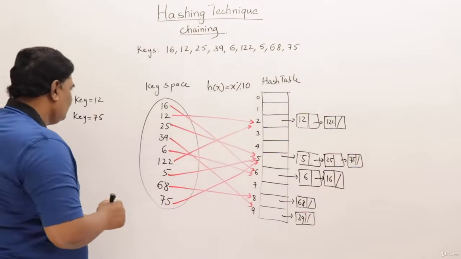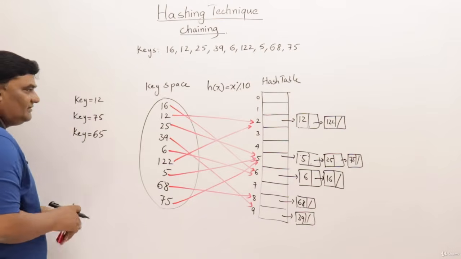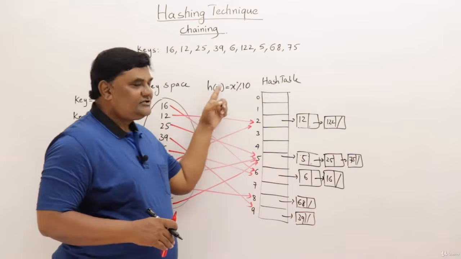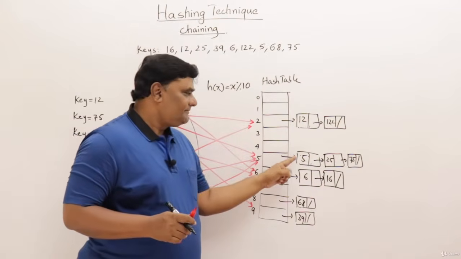So the search is successful. Now search for the key 65. Take this hash function, 65 mod 10 is 5, go to index 5 and search for it.